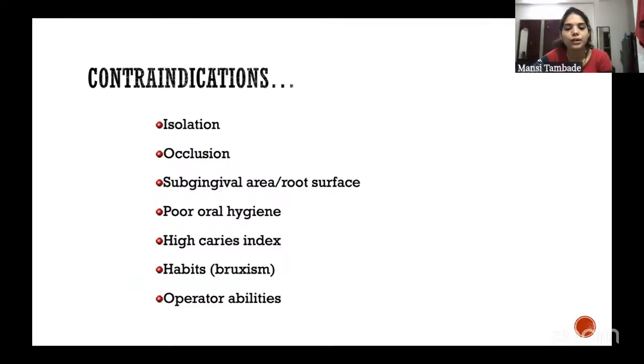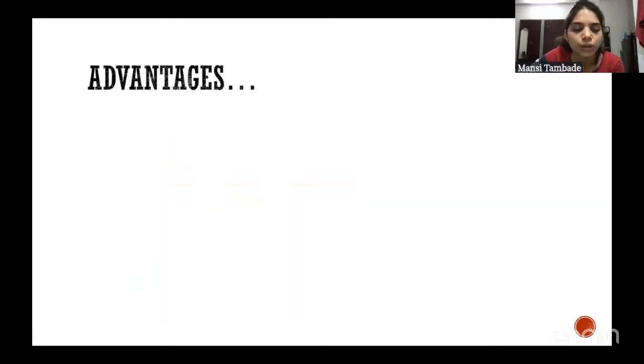If the patient has a habit of bruxism, because although it is a stronger material than amalgam and GIC, still if the habit of bruxism is there, the composite restoration will chip off very easily. And operator's ability: if the clinician or the practitioner is not very well trained in how to do composite, you should definitely not go for it, because it will compromise the material, compromise the tooth structure, and you will not be able to gain the full ability of the restoration which you are going to do. Okay, so you should not do that.